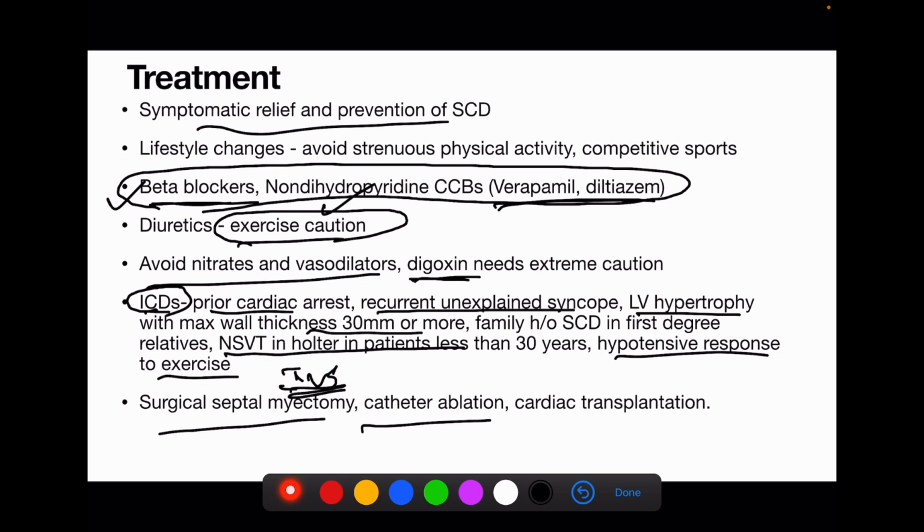And the last option is cardiac transplantation. So this explains some of the key points which are associated with hypertrophic cardiomyopathy.